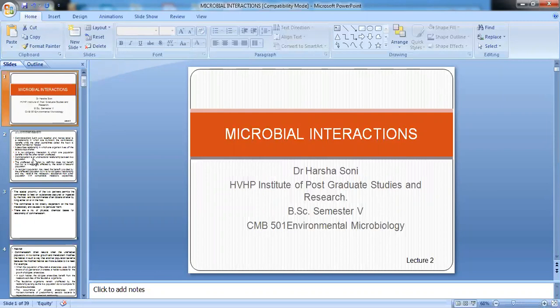Positive interactions are of four types: mutualism, commensalism, proto-cooperation and neutralism. An association in which both the species are benefited and it is an obligate association, that is a compulsory association, is termed mutualism. We had a detailed discussion of mutualism in the last session. Today we'll start with commensalism.